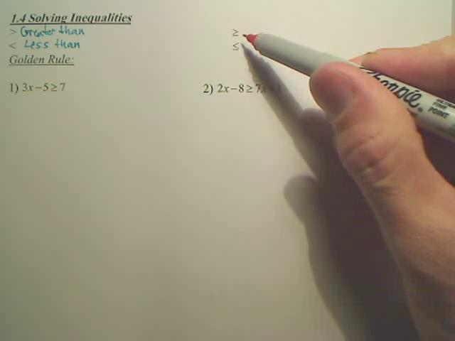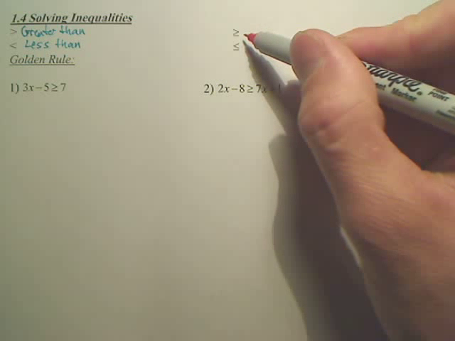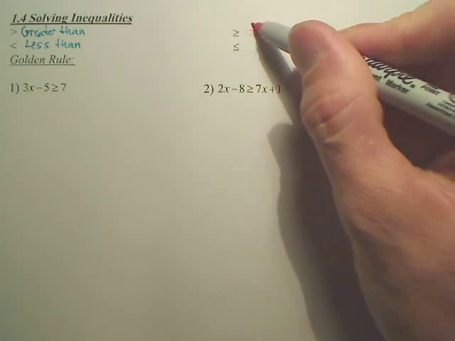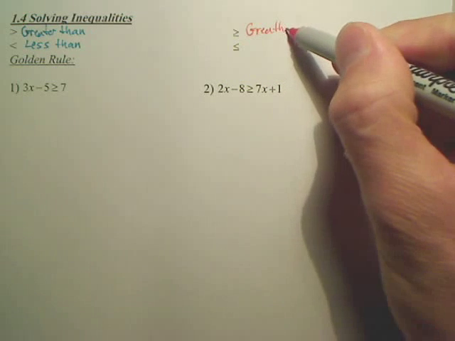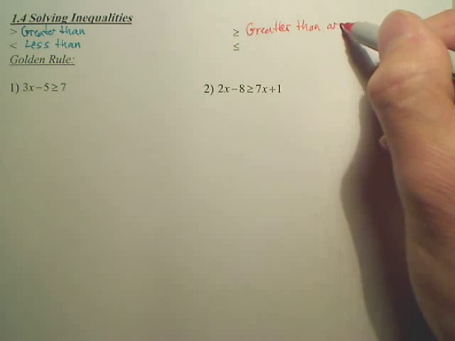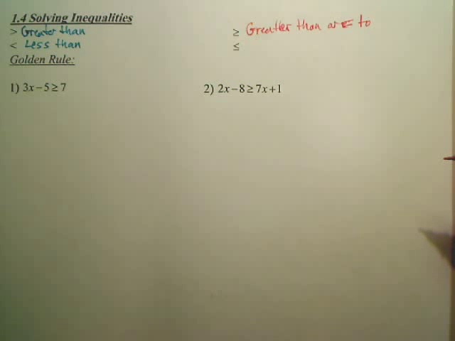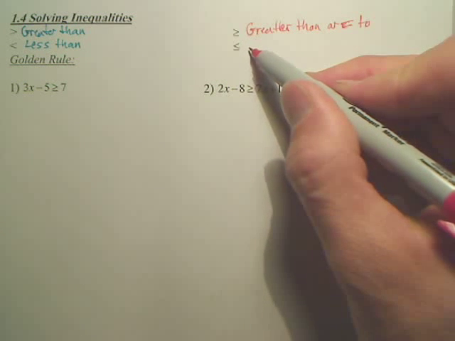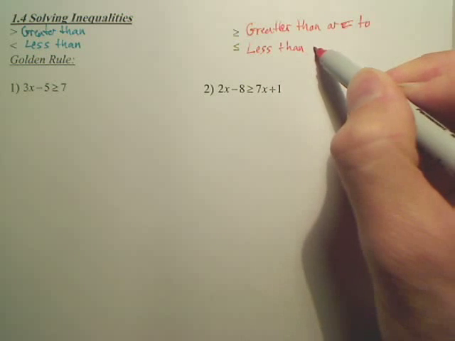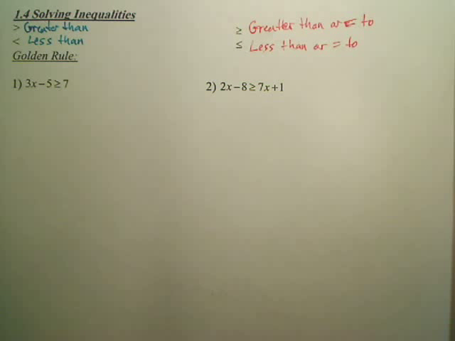Ladies, what's the difference between this and that greater than? This is a mixture, good, I hear people saying it, between an equal sign and a greater than sign. It's called greater than or equal to. And so this one would be a less than or equal to. So you have a greater than or equal to or a less than or equal to.